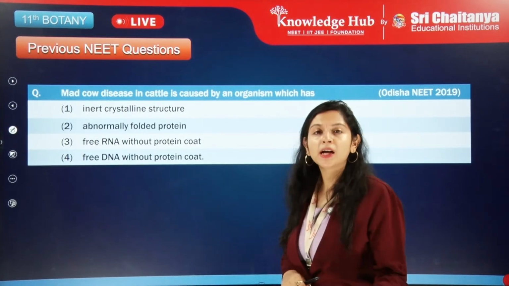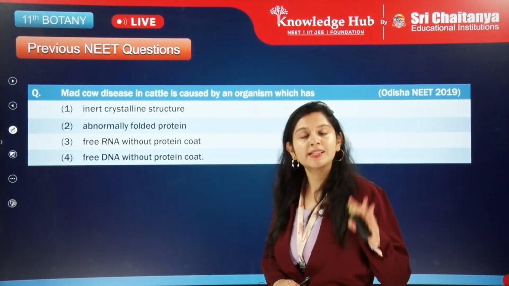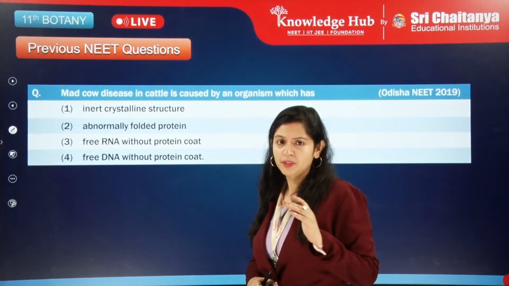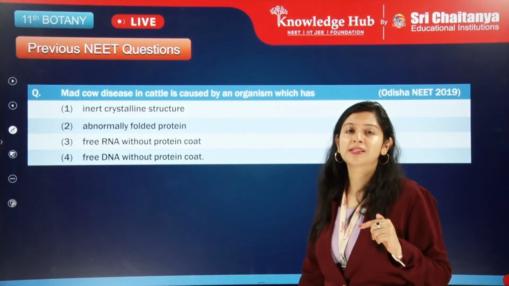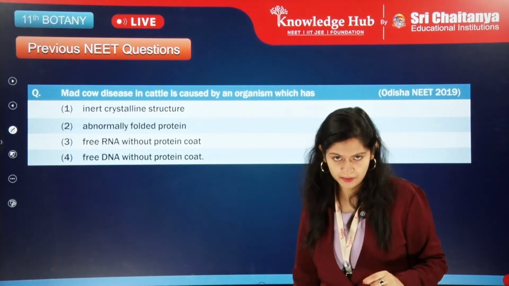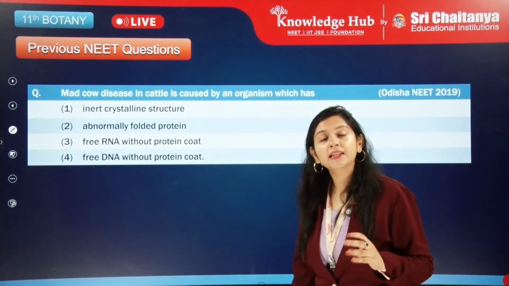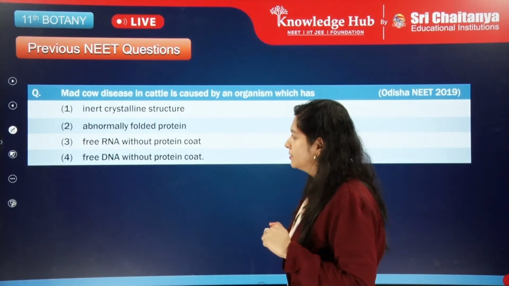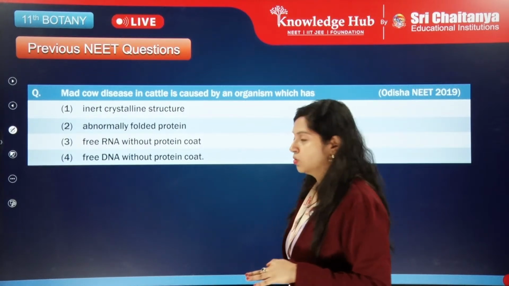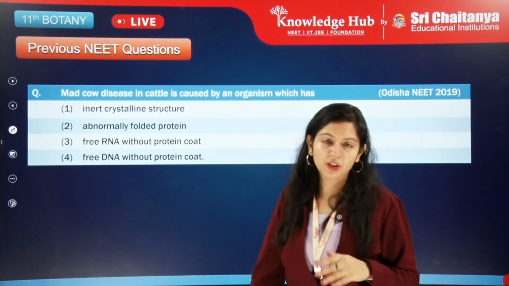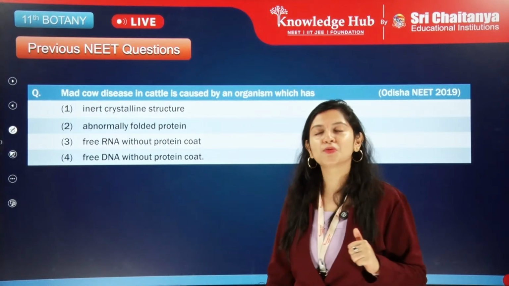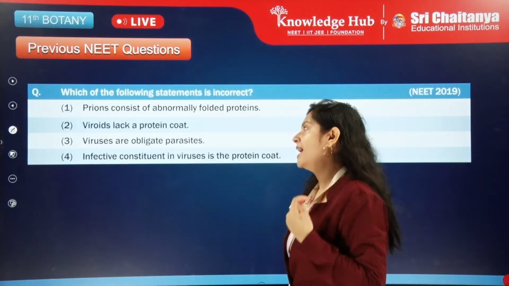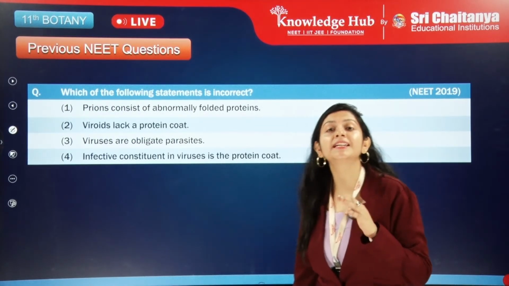Mad cow disease in cattle, you have to solve it simultaneously. I will not give you that much time because these questions are very easy. Mad cow disease in cattle is caused by an organism that has what? Inert crystalline structure, abnormally folded protein, free RNA without protein coat, or free DNA without protein coat. Which is true? Obviously it is abnormally folded protein, right?